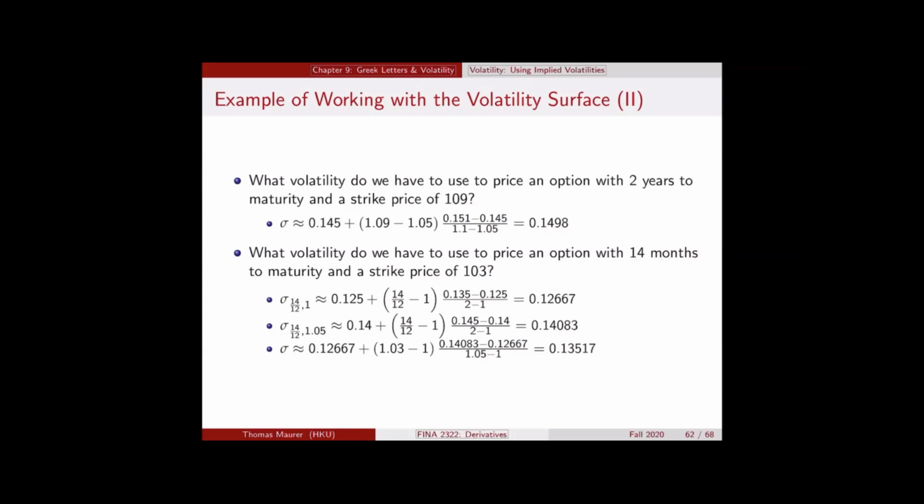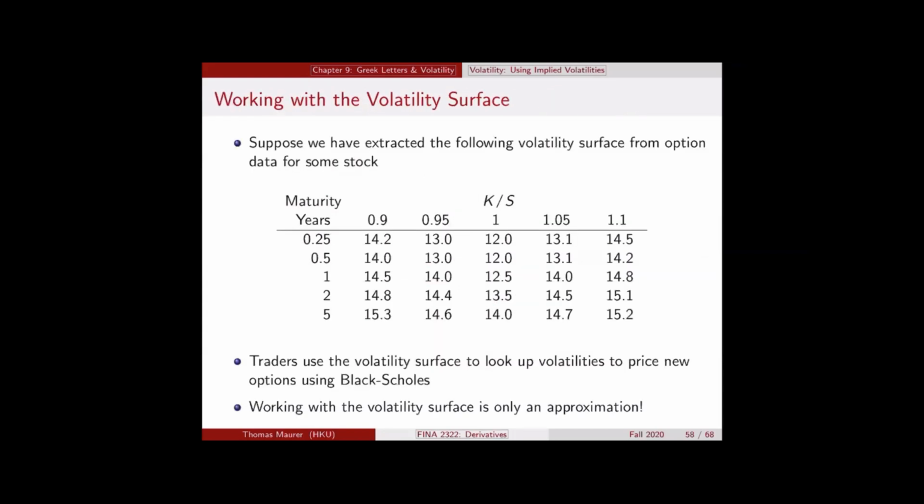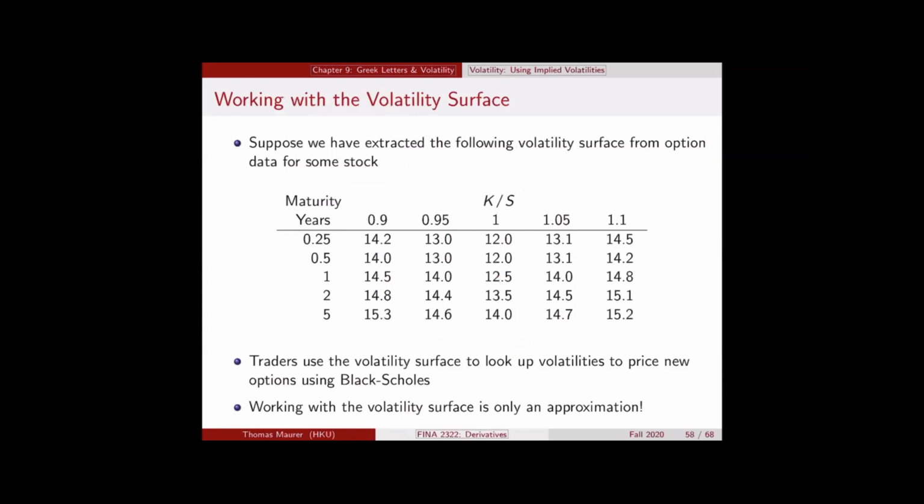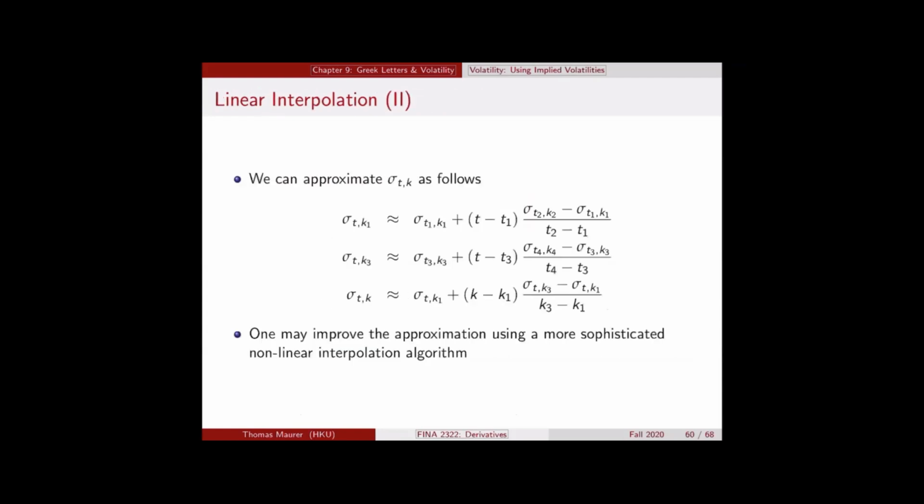The last example I'm looking at is what if I would like to price an option with 14 months to maturity and a strike price of $103. Going back to my volatility surface, 14 months to maturity is going to be somewhere in between these two rows, and a strike price of $103 means a moneyness of 1.03, somewhere between these two columns. So that's a point somewhere here in the middle. Now, how do I do that? That's exactly this figure which I have over here. I have these four implied volatilities for different maturities and different moneyness. All I have to do is plug into these three equations, and then I get my result.